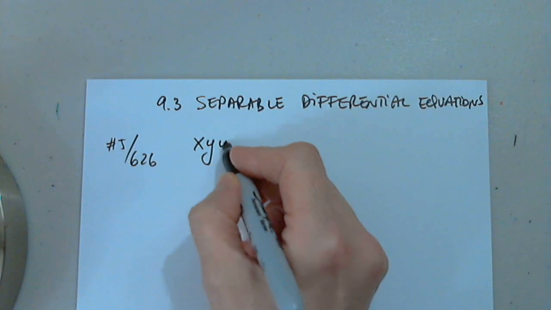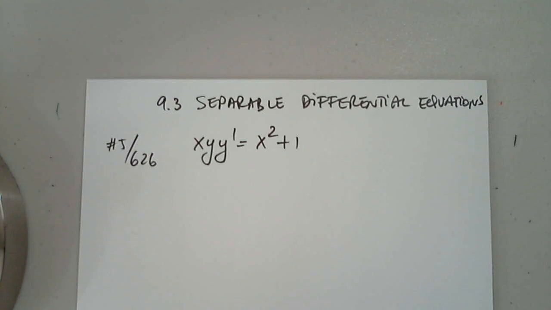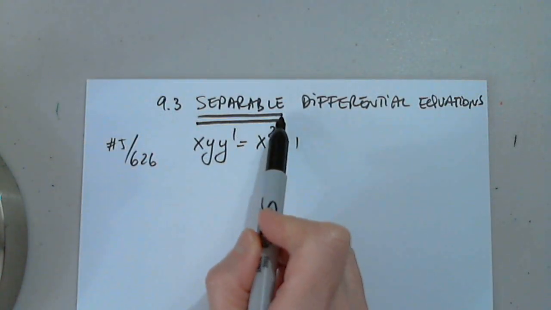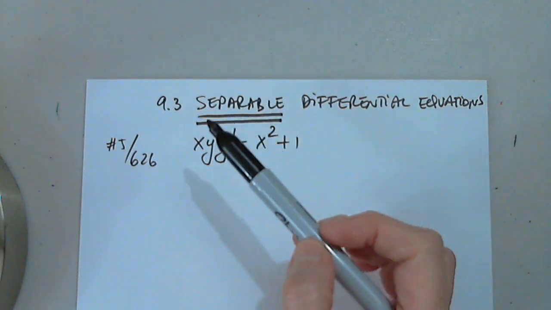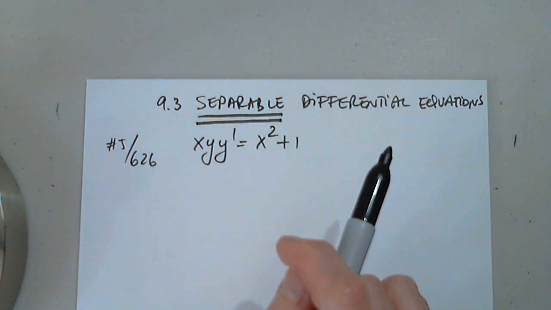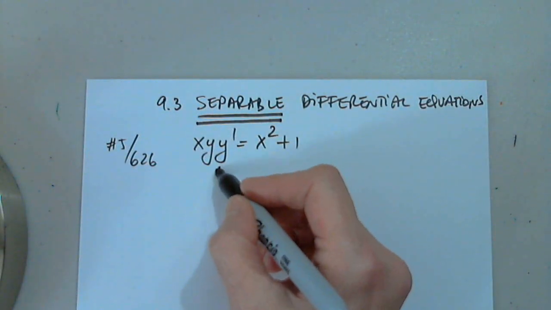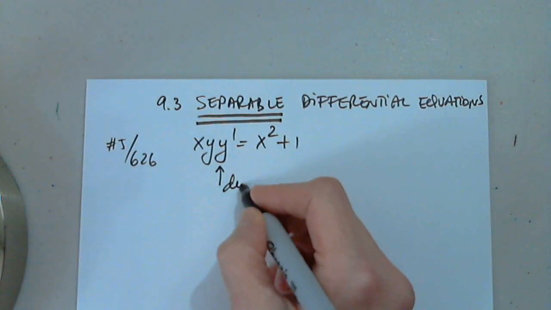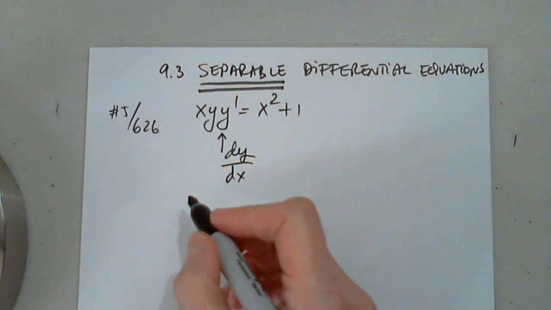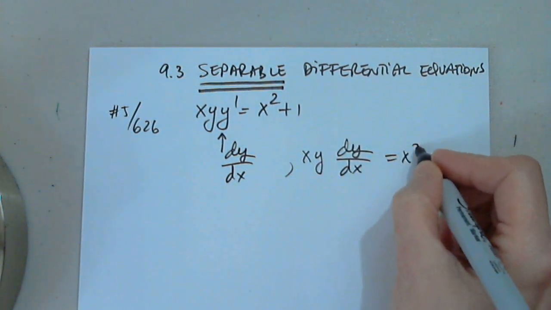We are given xy y prime equals x squared plus 1. This tells us exactly what we need to do. We need to separate the variables. So the y variable should be on one side alone and the x variable on the other. Notice that dy over dx is the Leibniz notation for y prime. I'm going to replace that. So first of all, we have xy dy over dx equals x squared plus 1.